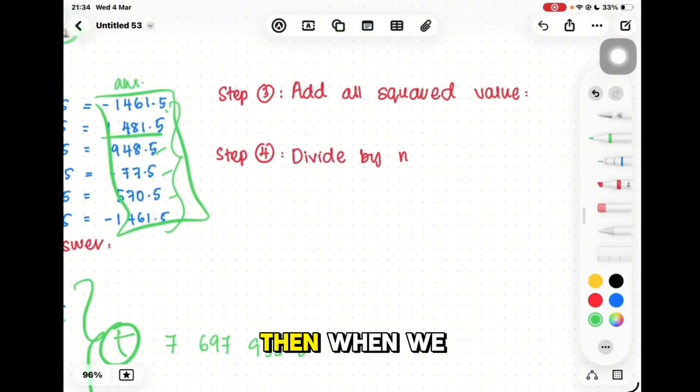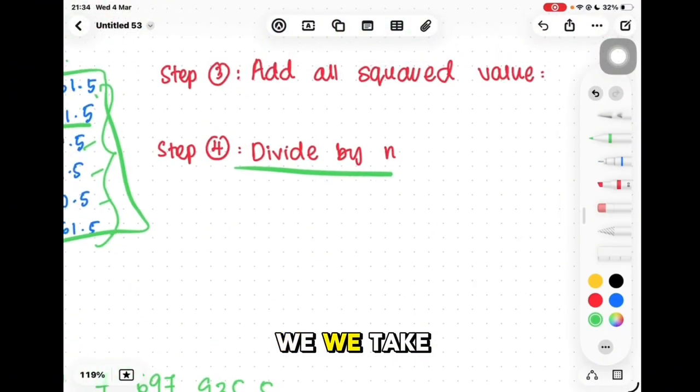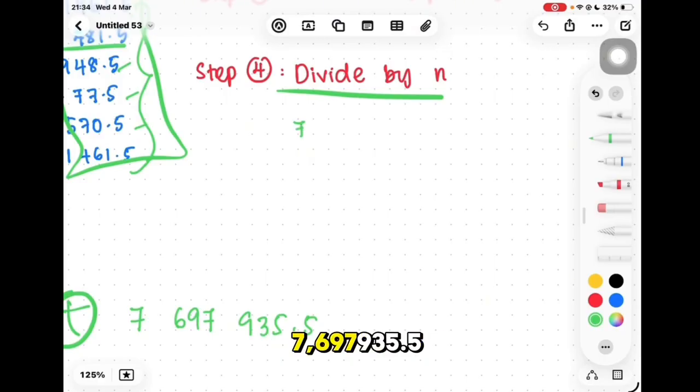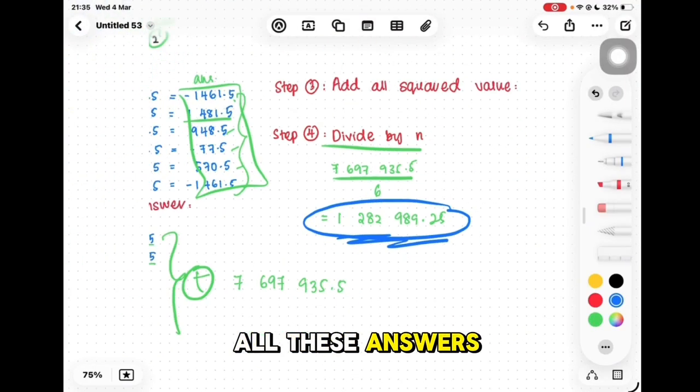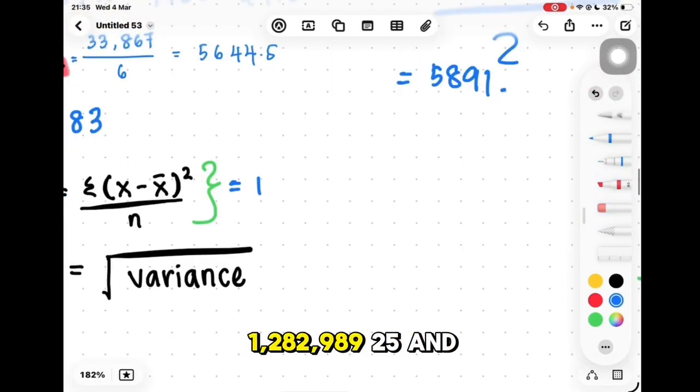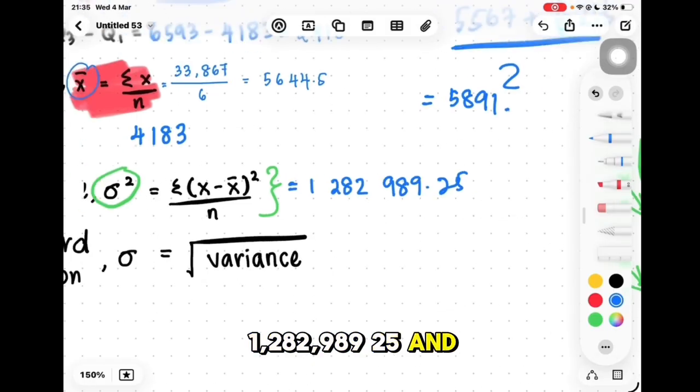When we add all of this, we will get 7,697,935.5. Then we divide the sum of the squared values, 7,697,935.5, by 6. So the answer is 1,282,989.25. Write down all these answers in the section below, 1,282,989.25. And the last step is standard deviation.